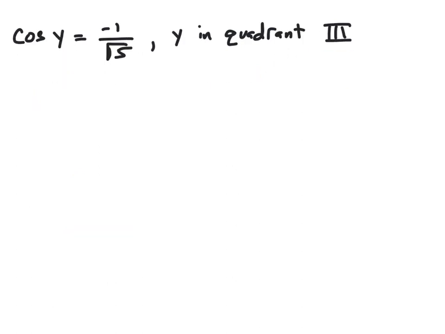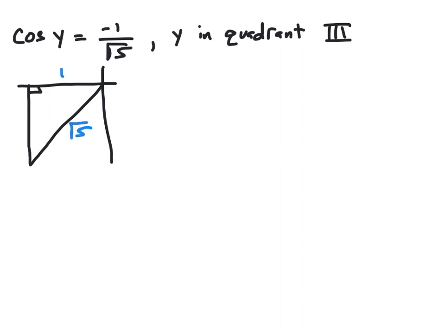For angle y, we're given that the cosine of y is -1 over square root 5 and that y is in quadrant 3. And so we can form a quadrant 3 angle and make a right triangle out of that. Here, the cosine is -1 over square root 5, so we know the adjacent side will be 1 and the hypotenuse square root 5. We can figure out the opposite side using the Pythagorean theorem. 1 squared plus the opposite side b squared is going to equal square root of 5 squared, or 5. And so b squared will equal 5 minus 1, which is 4. And therefore b is equal to 2. So we have an opposite side of 2.